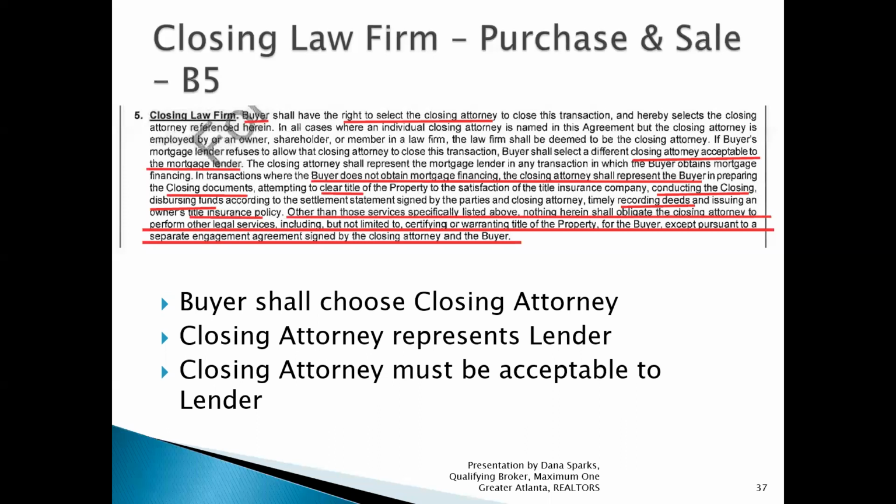Well, let's look at the instructions and see what they say. Under the section of closing law firm, it says the buyer shall have the right to select the closing attorney. The closing attorney must be acceptable to the mortgage lender. Now, here's where we talk about if there's no financing. In transactions where the buyer does not obtain mortgage financing, the closing attorney shall represent the buyer. But what does that mean? Well, the rest of this is spelled out here.